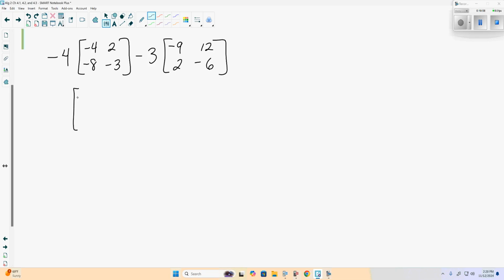So for this first one here, we're going to have to distribute the negative 4 first. So we'd have negative 4 times negative 4. Negative 4 times 2. And then negative 4 times negative 8. And negative 4 times negative 3. We're going to multiply every number in that first matrix by negative 4.